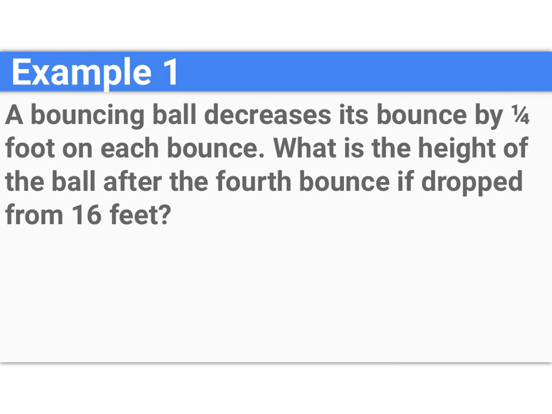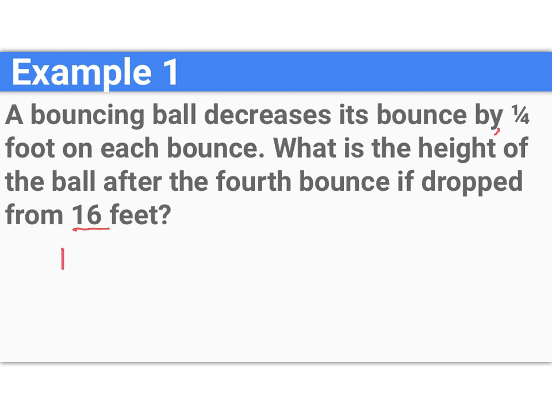So a bouncing ball decreases by 1/4 foot on each bounce. What is the height of the ball after the fourth bounce? It is dropped from 16 feet. So this lesson is actually an application, a physical application of formulas. So 1/4 is our ratio. Our A1 is 16. So I guess we are looking at a pattern. So the fourth bounce.